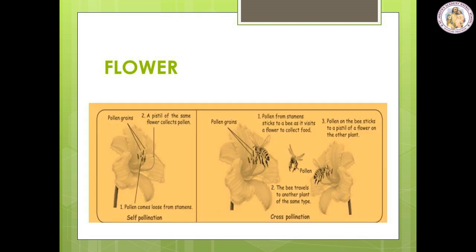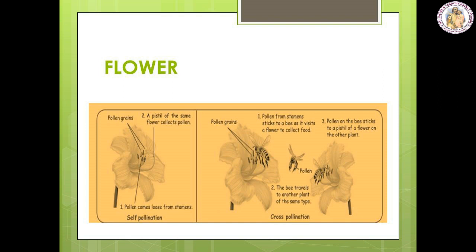The transfer of pollen grains from the anther of a flower to the stigma of the same flower is called self-pollination. The transfer of pollen grains of a flower to the stigma of another flower of a different plant of the same species is called cross-pollination. In self-pollination, seeds produce weak plants and new varieties of plants cannot be produced. In cross-pollination, seeds produce good plants and new varieties of plants can be produced.